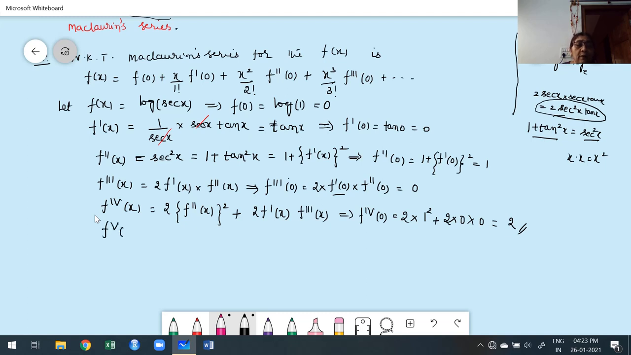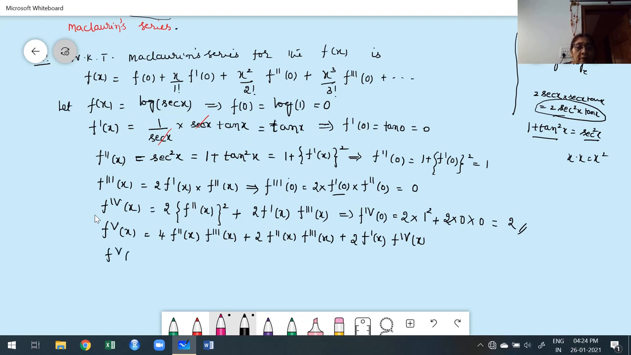Next is the fifth derivative of this. What is the derivative of f''(x)? Twice 2 into 2 is 4, f''(x). What's the derivative of f''? f'''(x). Here, you go for the product rule. What is the derivative of f'? f''(x) into the second function, plus 2 into the first function into the derivative of the second function, which means the fourth derivative of x. The next derivative of the third derivative is the fourth.